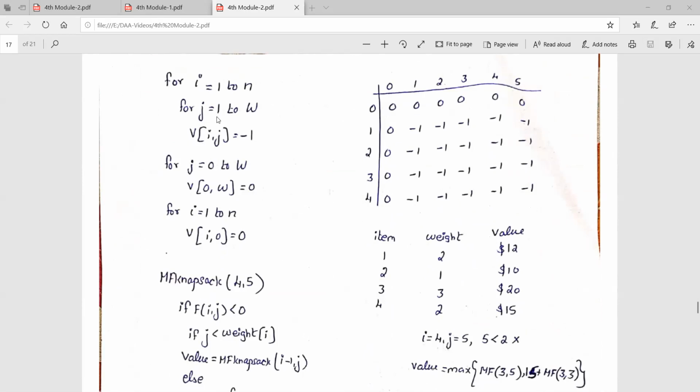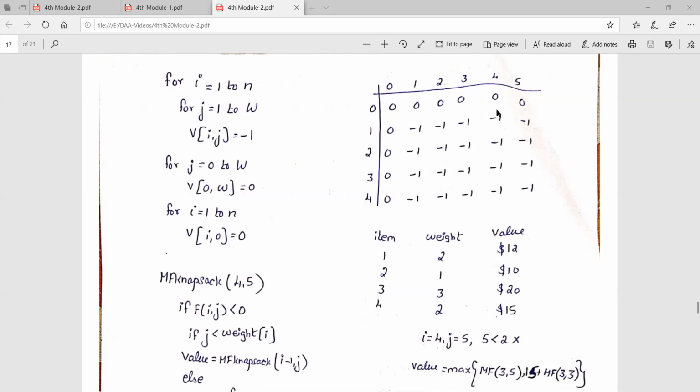So I told you initially you have to put -1 in the table. So you have to take i equal to 1 to n, and then j equal to 1 to w. Here I have not considered the value 0. Why are we not considering the 0th row and 0th column? The 0th row means there is no object, and the 0th column means there is no capacity. So it will be 0. That will be initialized later.